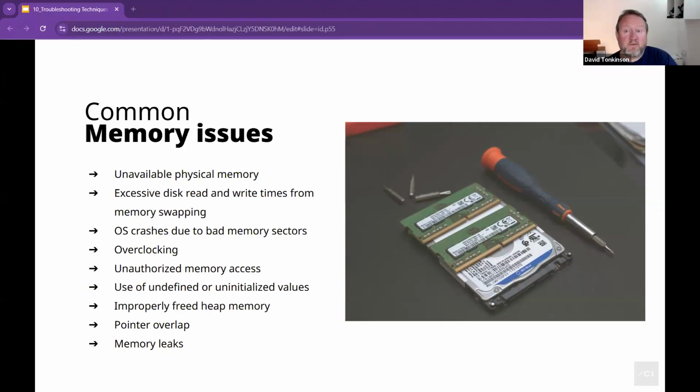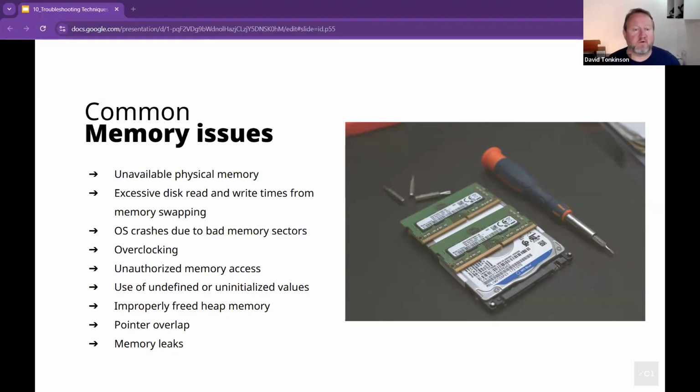Memory issues, common ones up here are not enough available memory, so we need to upgrade it. If we get excessive disk read and write, that's from memory swapping because we do not have enough memory. So if your disk drive is really thrashing itself, remember if we went to our monitor, we could see our disk drive basically doing an awful lot of work. Could be that we've run out of memory. And indeed, our memory stats will show that we are using way too much memory.